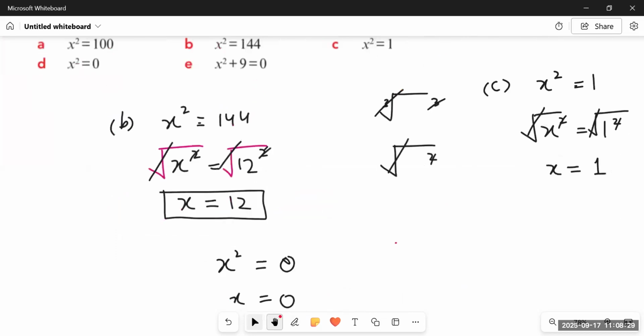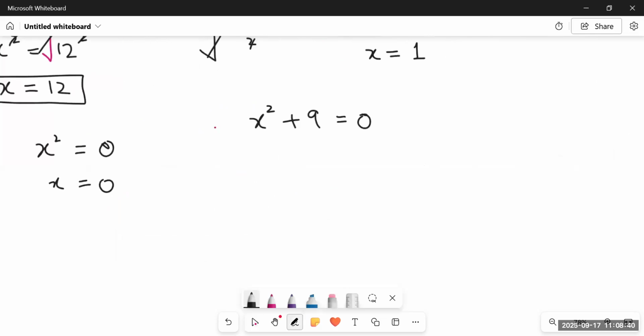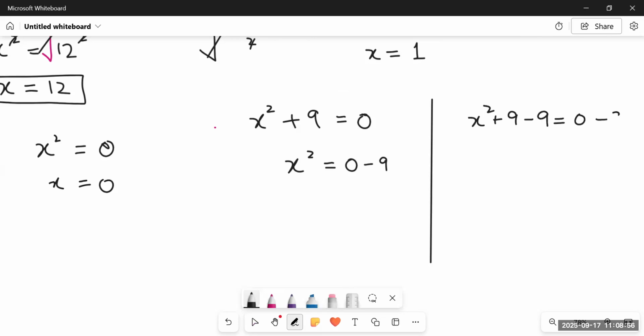Next we have x square plus 9 is equals to 0. This one is different. Now we will solve it using the linear equations rules. So if x square plus 9 is equals to 0, it means x square is equals to 0 minus 9. Why? Because we are subtracting 9 from both sides. X square plus 9 minus 9 is equals to 0 minus 9. So we subtracted 9 from both sides to have a nil effect. And by doing so, plus 9 cuts minus 9 and we are left with x square is equals to minus 9.